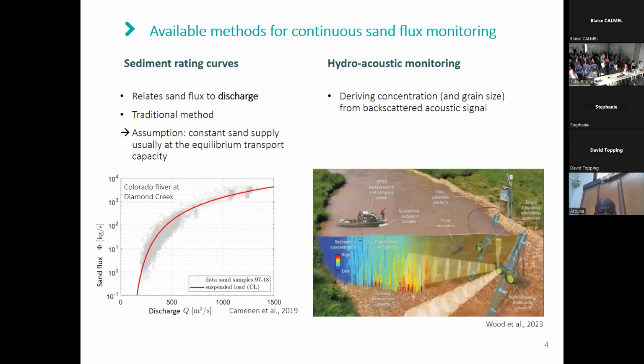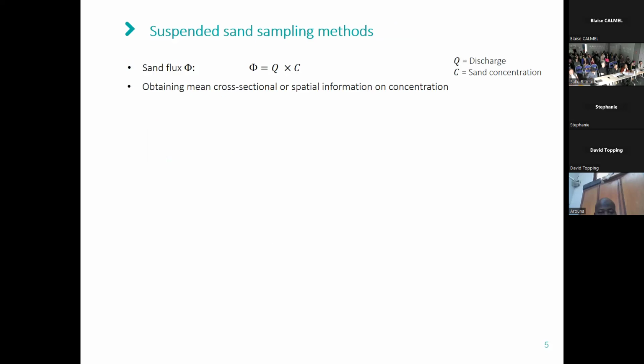In contrast, hydro-acoustic monitoring methods aim to derive concentration as well as grain size from, for example, a backscattered acoustic signal. I detail more about these methods later. What both of these approaches have in common is that they usually rely on regular suspended sediment samplings. And those sediment samplings assume that the sand flux phi is the product of the discharge with the concentration. And usually, we are using either the mean cross-sectional concentration or concentrations in subparts of the entire cross-section.